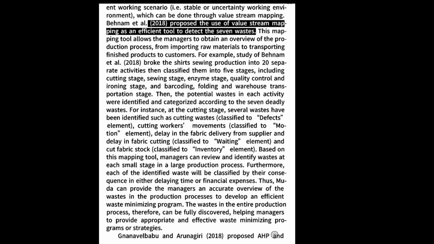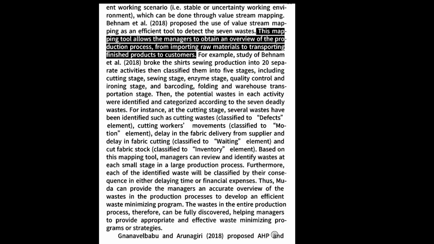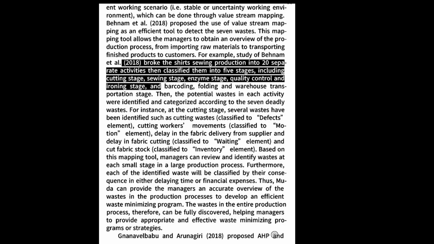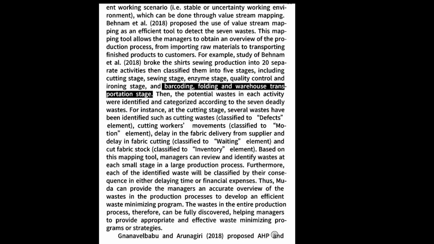Benham et al. 2018 proposed the use of value stream mapping as an efficient tool to detect the 7 wastes. This mapping tool allows the managers to obtain an overview of the production process, from importing raw materials to transporting finished products to customers. For example, the study of Benham et al. 2018 broke the shirt sewing production into 20 separate activities, then classified them into 5 stages, including cutting stage, sewing stage, enzyme stage, quality control and ironing stage, and barcoding, folding and warehouse transportation stage.